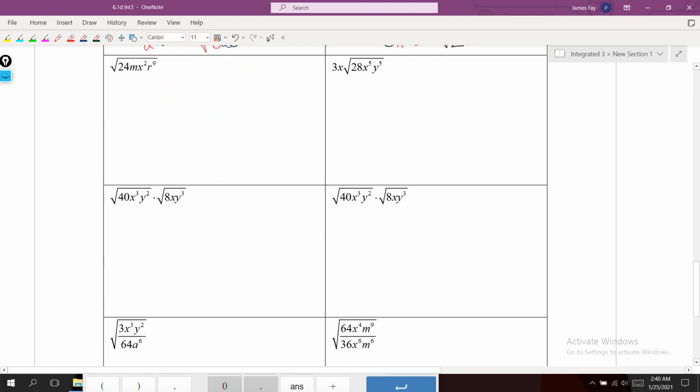Over here, so we get root 24. Some people like to do this. It doesn't matter. You can do it this way. Just take every single thing and put it underneath every single term.